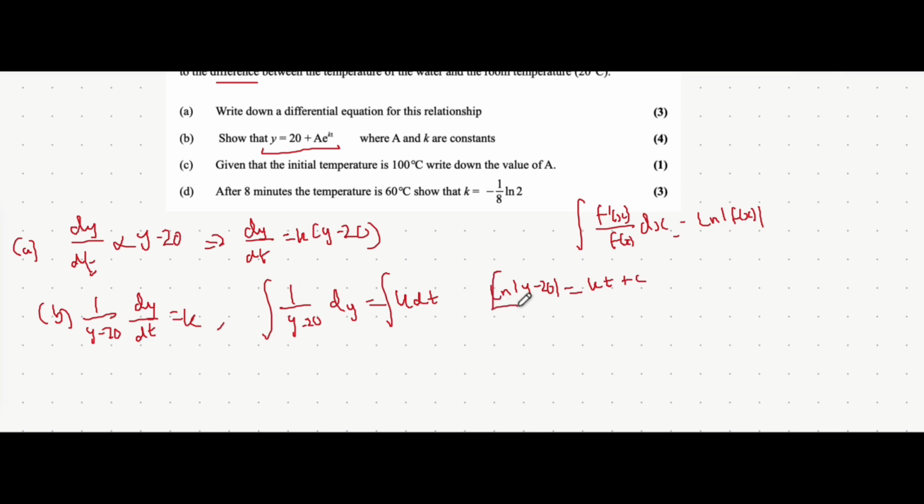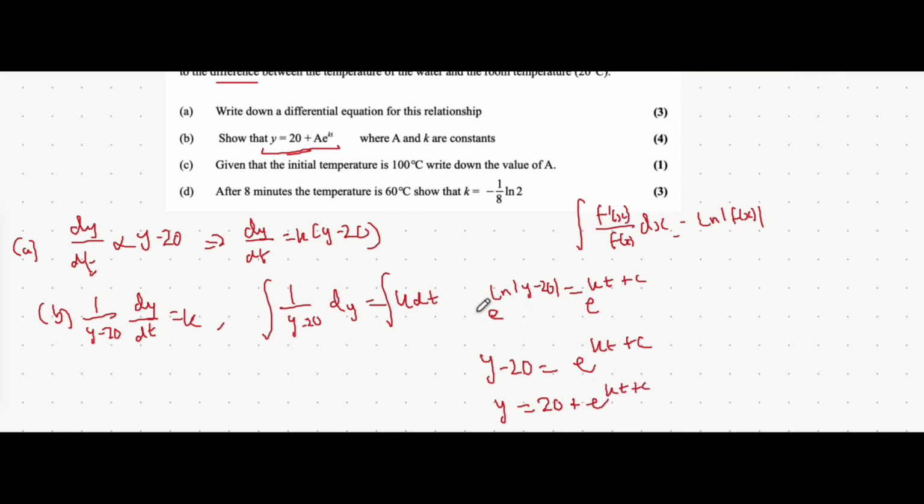Okay, so we reached this position, but how do we reach the next one now? Well, to get rid of the ln, we apply the power of e to both sides of the equation. That's because e cancels out with ln, leaving you with just what's inside of the bracket, which is y minus 20, and that's equal to e to the power of kt plus c. Once again, comparing it to the answer, we realize that the 20 is on the other side, so let's add 20 to both sides of the equation, and that'll get you to y equals 20 plus e to the power of kt plus c.